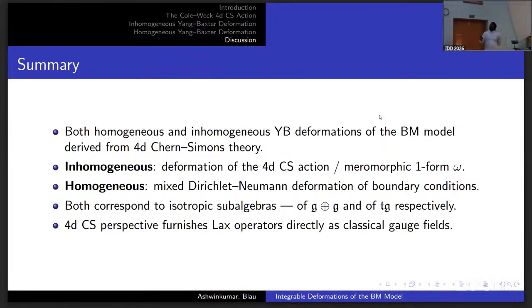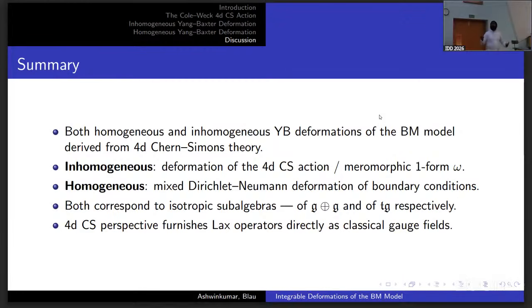So just to summarize, we derived both the homogeneous and inhomogeneous Yang-Baxter deformations of the BM model using the techniques of 4D Chern-Simons theory. In the inhomogeneous case, as I mentioned, the locations of the simple poles are worldsheet dependent. In the homogeneous case, the boundary conditions have explicit worldsheet dependence. But the crucial point is worldsheet dependence enters the boundary conditions. So, of course, the boundary conditions correspond to isotropic subalgebras of the boundary field space. And we find that the 4D Chern-Simons theory gives us the Lax operator as part of the derivation.